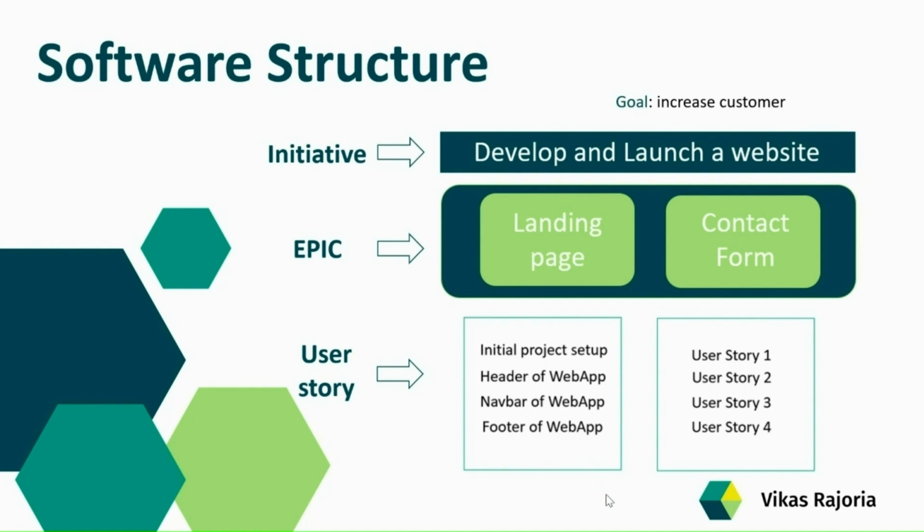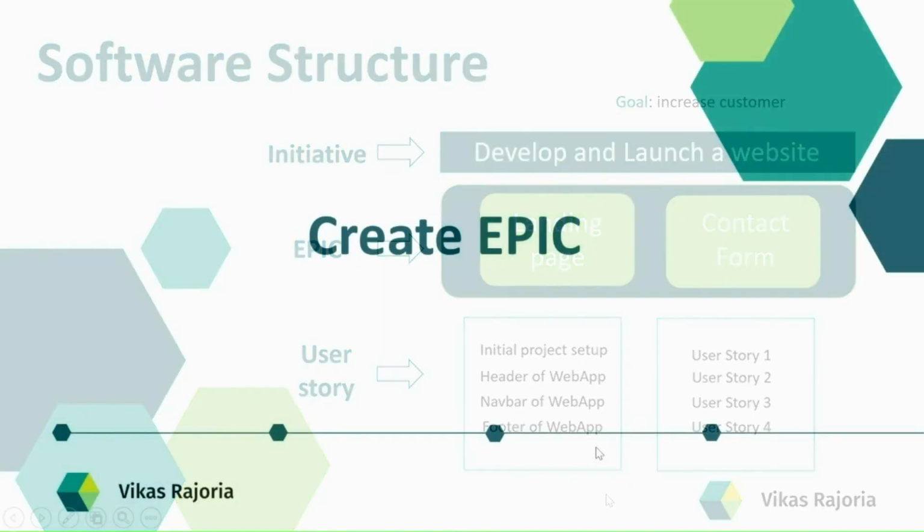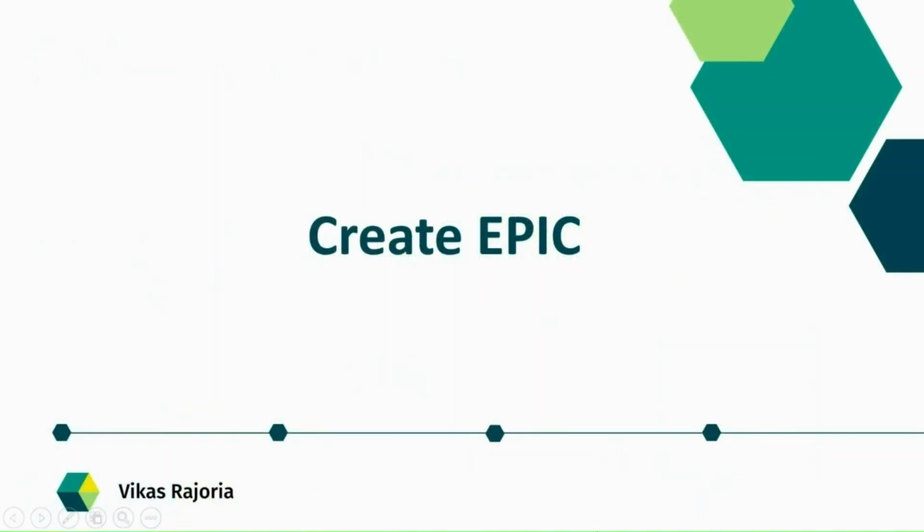As you can see, the landing page module is broken down into the following user stories. Those are initial project setup, followed by create header of web app, then create a navbar for the web app and create a footer for the web app. Similarly, the other modules can also be broken down into their respective user stories. Now, we have enough information to create an epic for our web project.